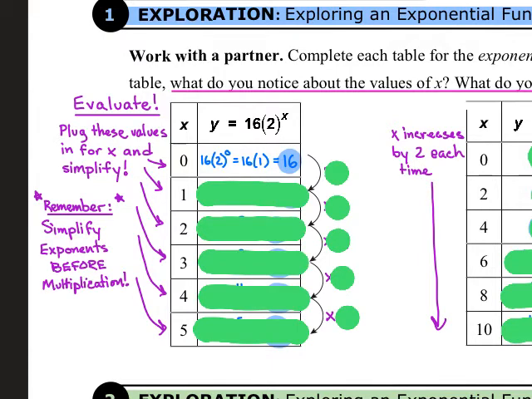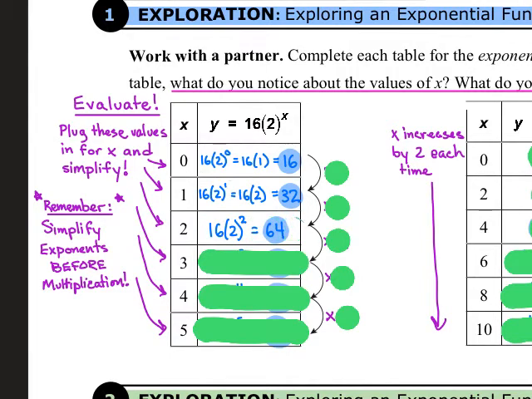So let's do the rest of them the same way. And you can see I kind of shorten up my work here after a second. But so if we put in a 1 for x, now we have 2 to the first power, which is 2. And then we multiply that by 16. So you can see that multiplication by 16 is always going to be our last step. Okay. If x is 2, what do we get?